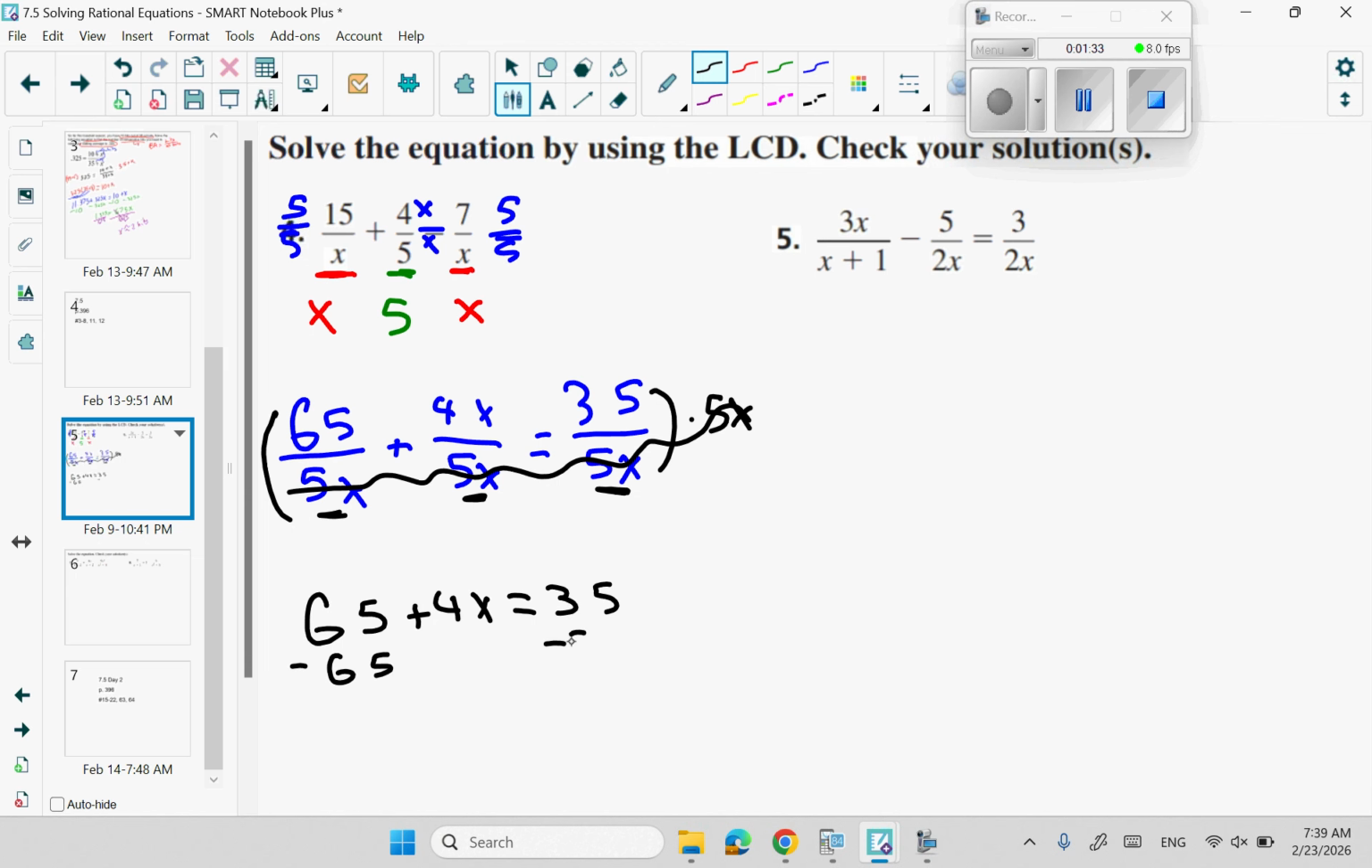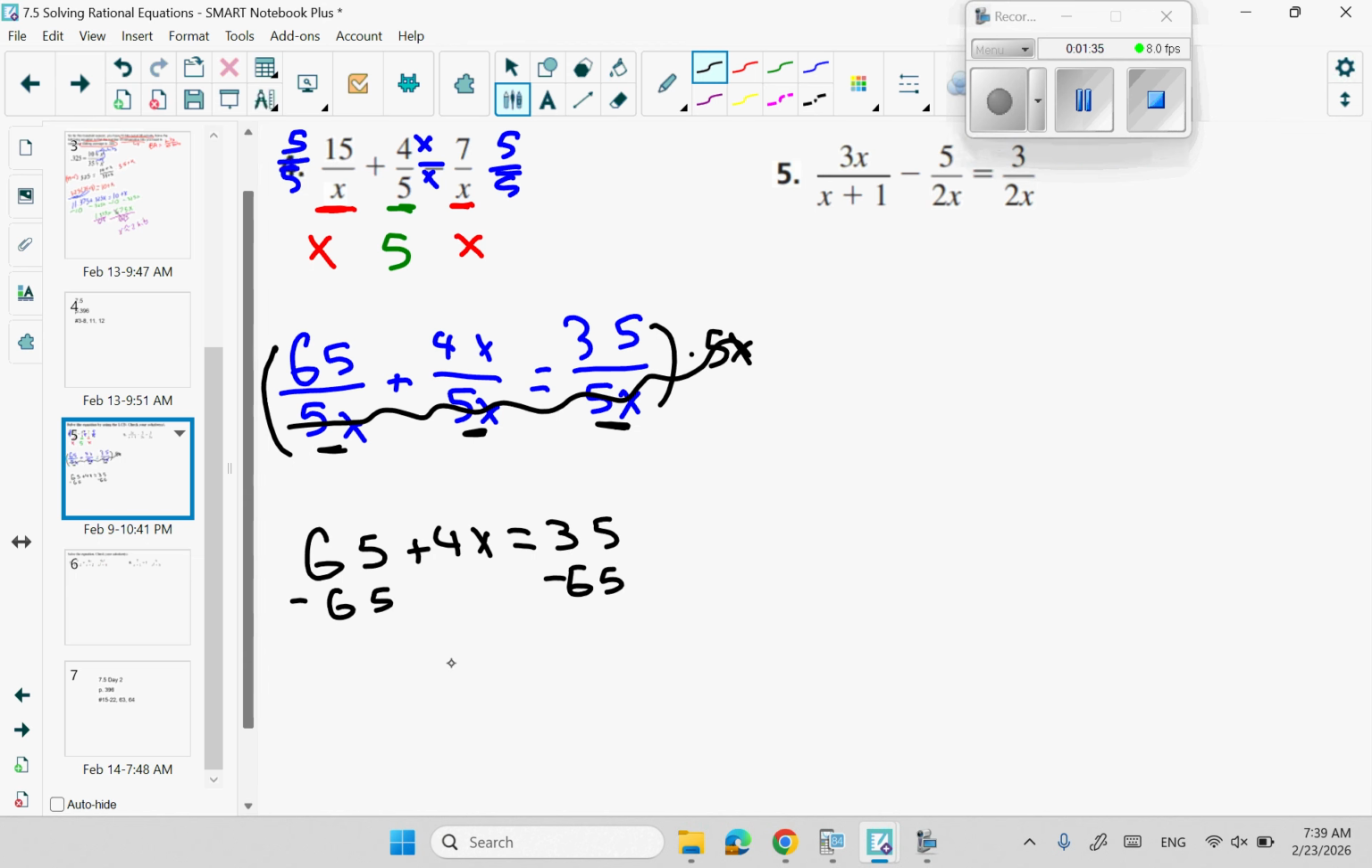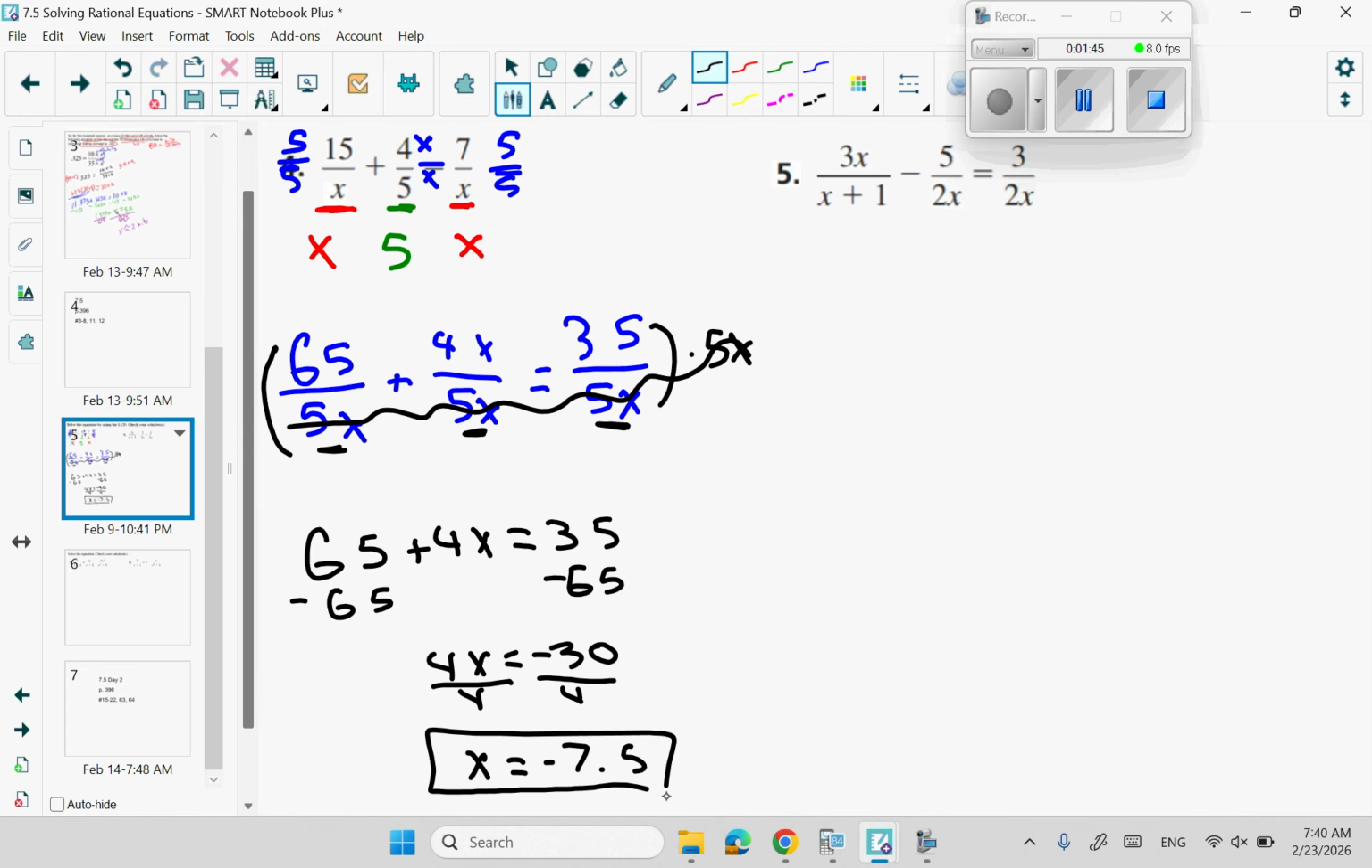Minus the 65, minus the 65. We get 4x equals negative 30. Divide by 4, divide by 4. We get x equals negative 7.5.